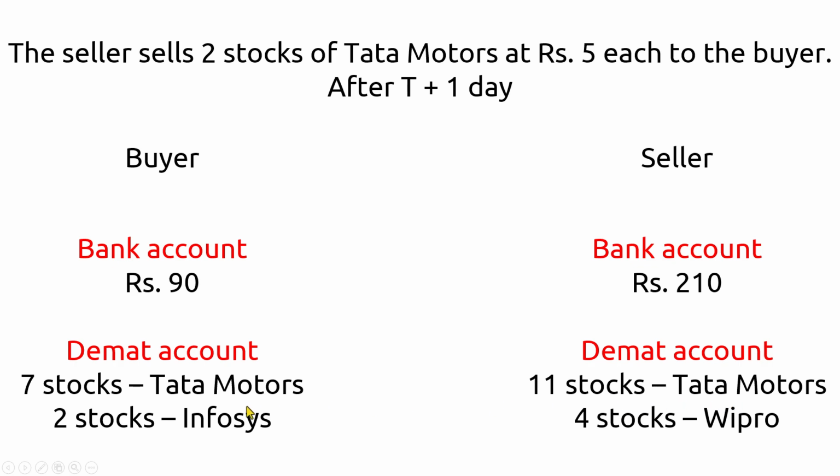Okay. And then the buyer has 2 stocks of Infosys and the seller has 4 stocks of Wipro. This is what the Demat account reflects. Alright. This transaction of 2 stocks happens through the trading account. So the buyer needs to have a trading account. The seller needs to have a trading account also.